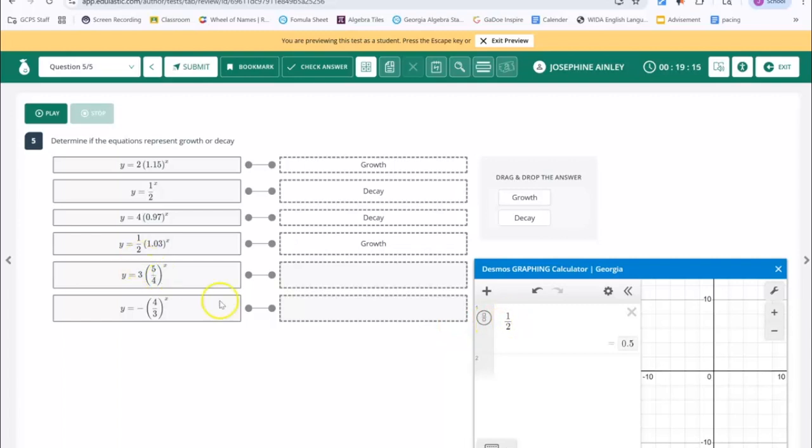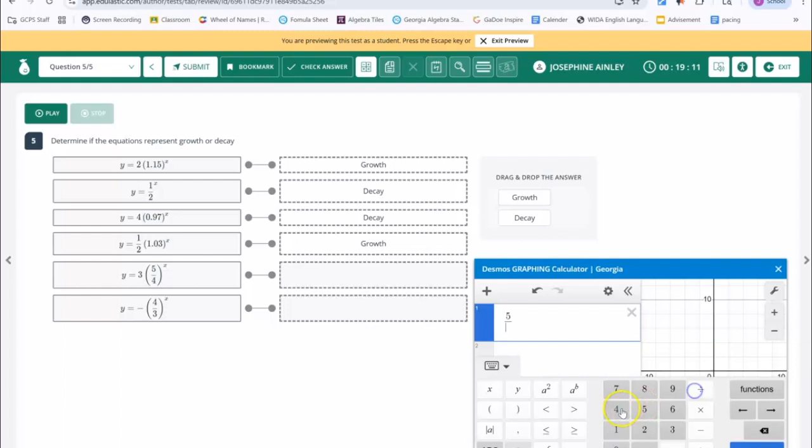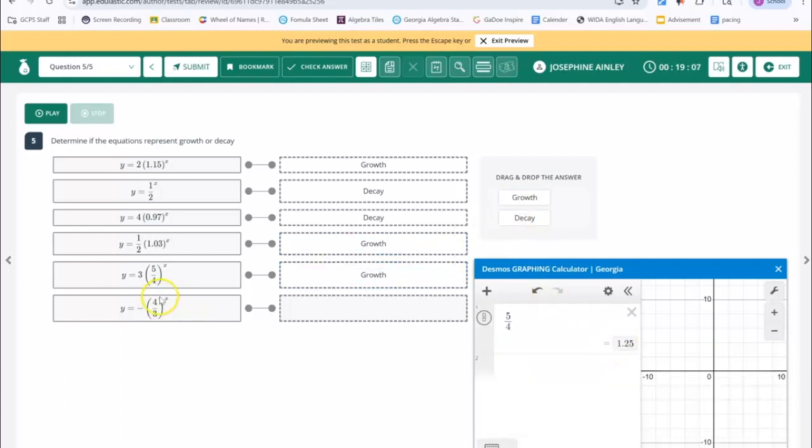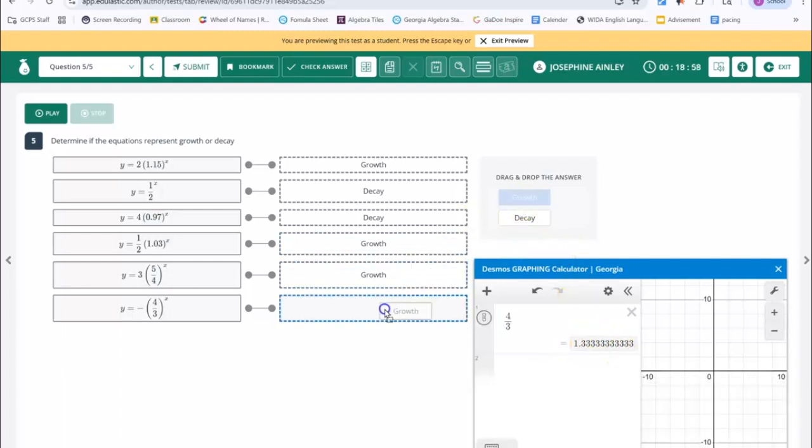5 divided by 4, the numerator is greater, so this is growth, but you can type it in if you're unsure. 5 divided by 4 is 1.25, so I know it's greater than 1, that is growth. 4/3 is also growth, but again, you can type it in to be sure. 4 divided by 3 is 1.3333, which is greater than 1, therefore it is growth.